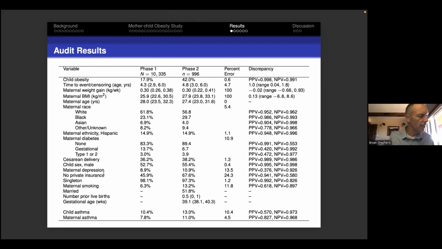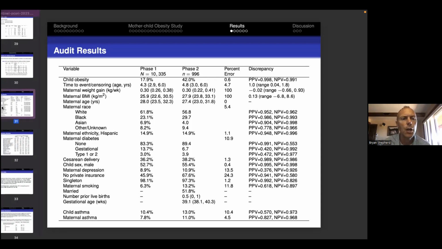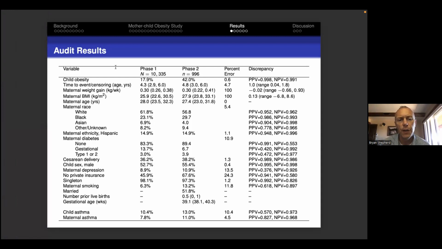All right, let me spend a little bit of time and just show you some of the results from this. So in this table, I'm showing you essentially all of the key variables that were used in the analysis. We have the endpoints and then the key exposure, and then we also have the covariates that we adjusted for, and then also child asthma and maternal asthma. That was for the secondary endpoint.